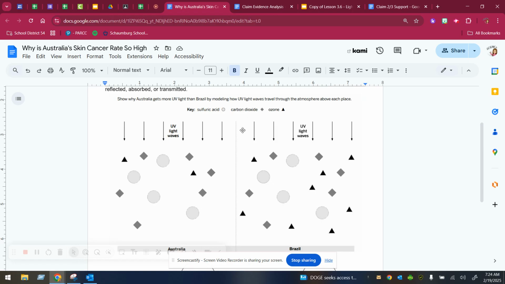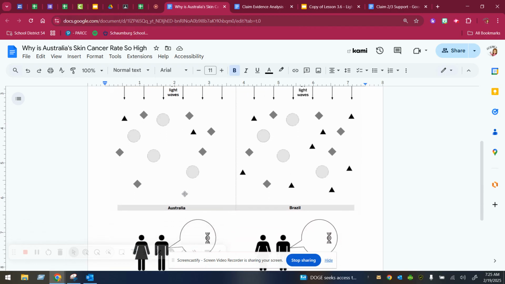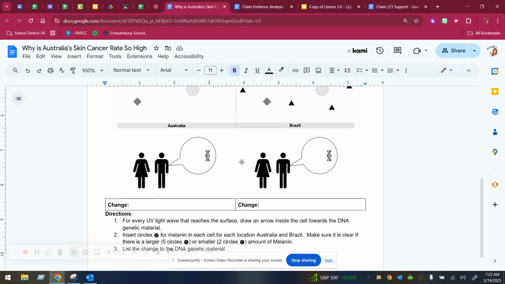And so you have 6 on each side. Remember, we are not playing connect the dots. If it reflects, it's done. If it absorbs, it's done. Only if it transmits does it continue. So once that line is reflected, make sure you stop it. Just like before, for every line that makes it to the surface of the earth in Australia and the surface of the earth in Brazil, you're going to draw those arrows inside of your cell.